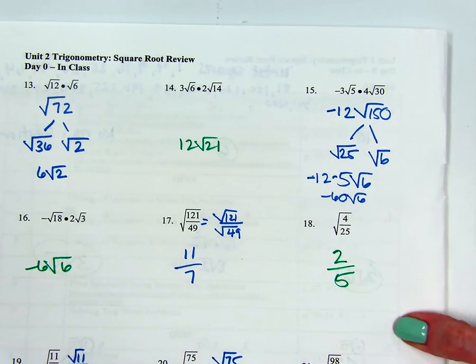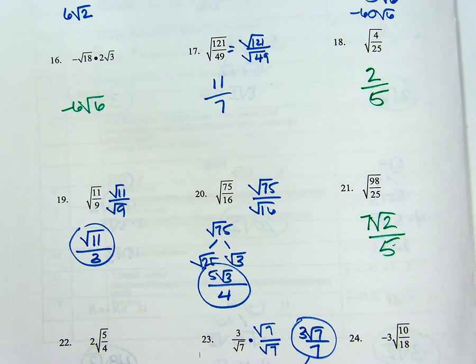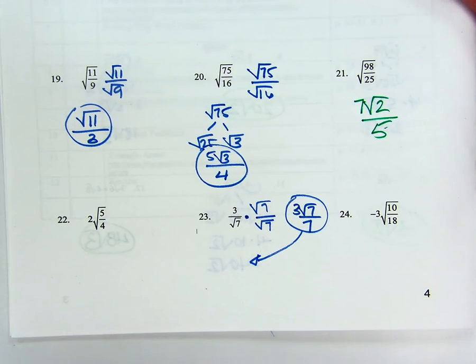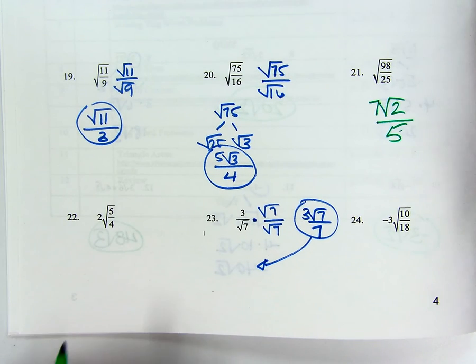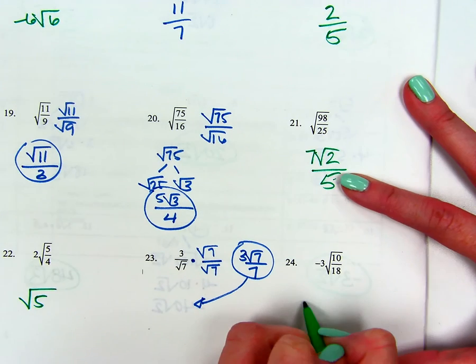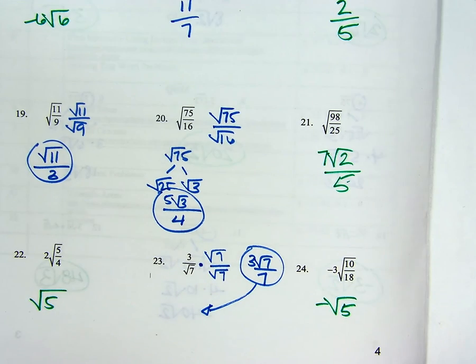Just so you know, when we're checking your notes for this, don't forget you need to have the work. I'm just showing you the answer. So if you do not have the work, you will not get full credit for this. You need to show us the work. I'm just filling in the answers for you guys so that you guys can double check those. Last one is negative root 5. So that's it for day 0.